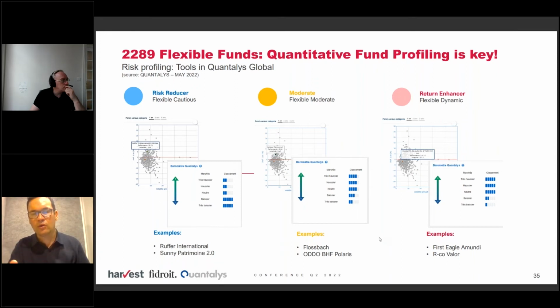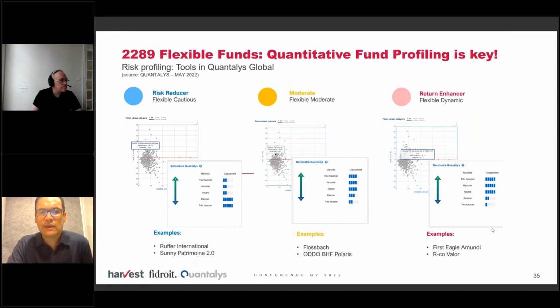And on the right, you have in red the return enhancers, what we call return enhancers, more aggressive, of course, you understand, with a high correlation with equity beta, equity market, like First Eagle, Amundi, or Erco for Rothschild.